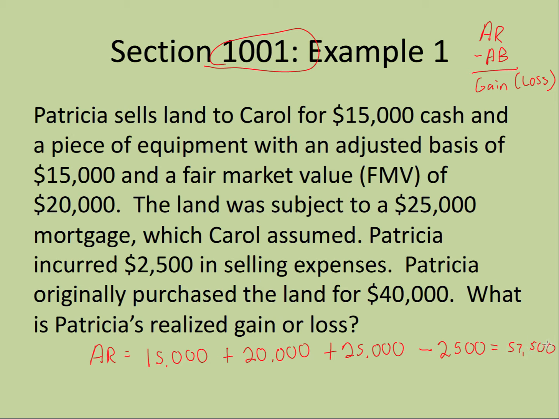So now we have to subtract away the adjusted basis. We're told Patricia originally purchased the land for $40,000. Normally we have to worry about various adjustments such as depreciation, but land does not depreciate. It's non-depreciable. We subtract from the $57,500 the adjusted basis of $40,000, and we get $17,500 as our realized gain. So that's the realized gain.